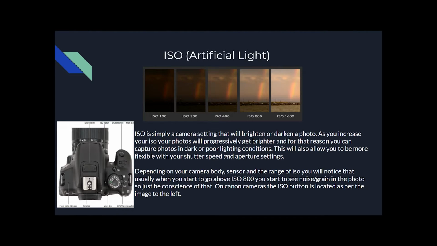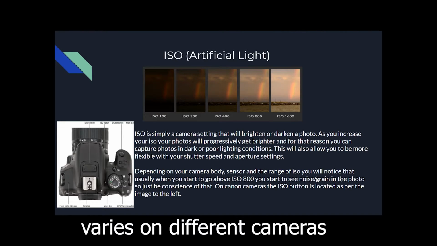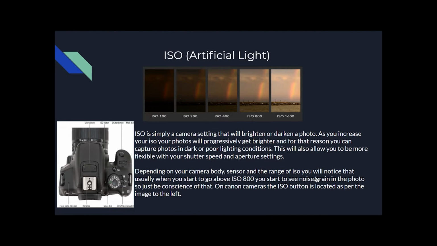Now just keep this in mind, depending on your camera body and the sensor and the range of the ISO, you will notice that usually when you start to go above ISO 800, you start to see noise or grain in the photo. So little pixels, we call them noise and grain. This is basically when you're adding light to a darker image that's not a natural light source or a powerful light source. In this instance, it's an artificial light on the inside of your camera, and you're adding this to dark pixels, so it'll only brighten them so much before it starts to pixelate or add noise and grain to the photo.